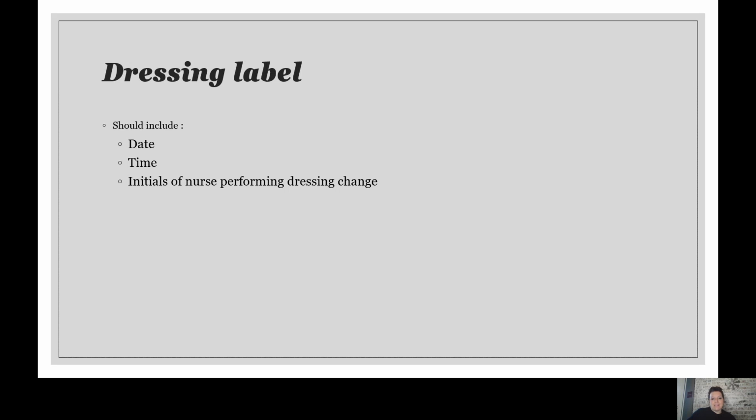We must label it with the date, time, and the initials, just the same way as the tubing. You cannot not date and time your things, because if the next nurse behind you is doing her due diligence and it does not have a date and time on it, then she's going to just change that dressing again. When you unnecessarily change a dressing that doesn't need to be changed, you're taking the chance of putting your patient in danger and introducing pathogens unnecessarily because you forgot to date and time.